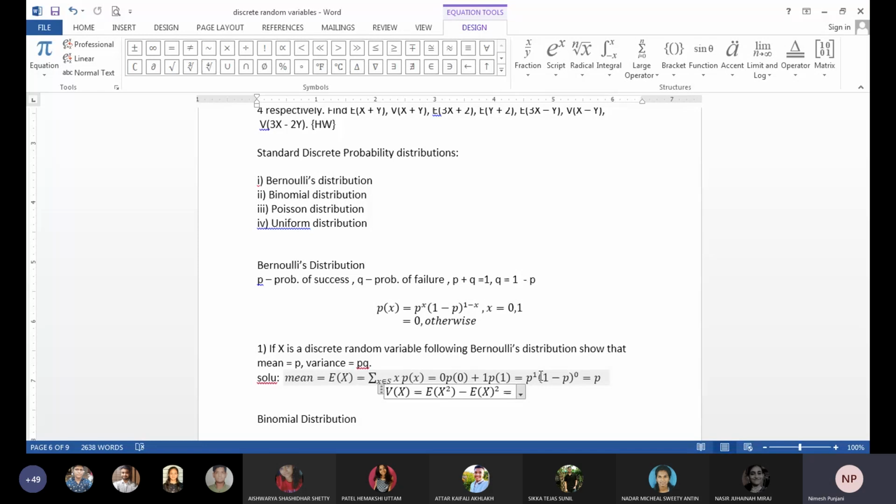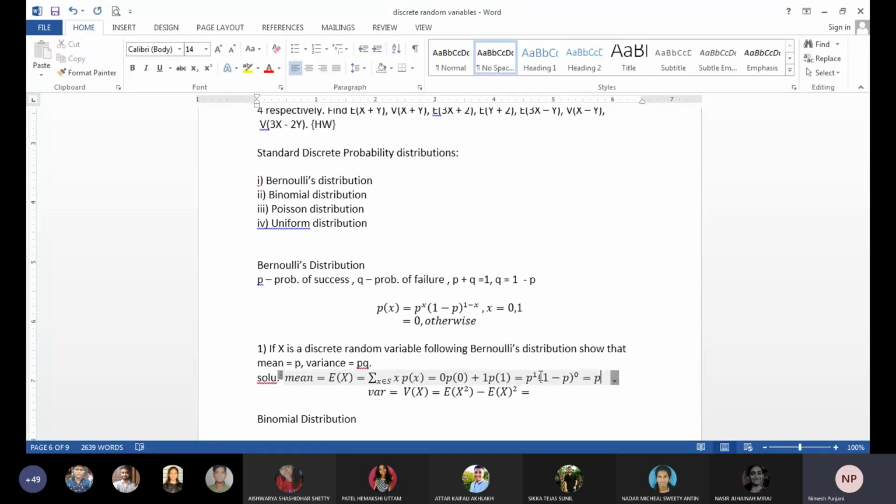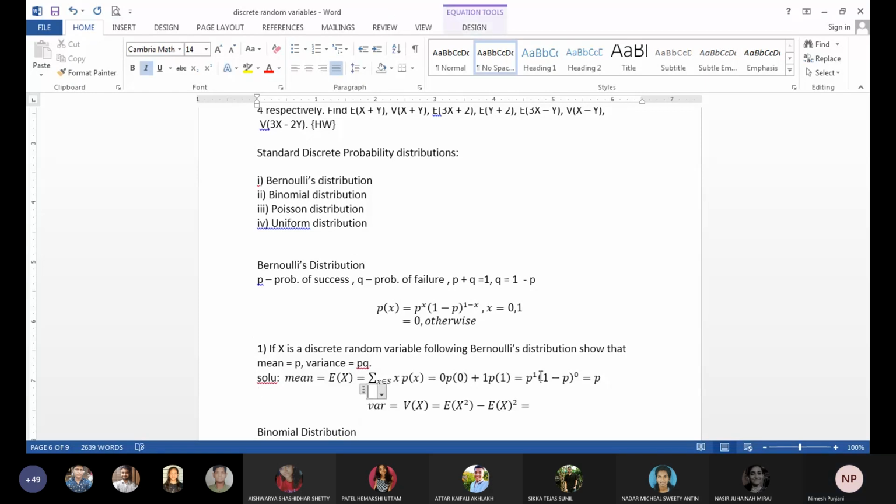Then variance. Variance is the expected value of x square minus the square of the expected value. So again we have to calculate the expected value of x square. What is your expected value of x square? Let us calculate that separately first, and then we will come to the variance. So E of x square is the summation over x belonging to S of x square p(x).